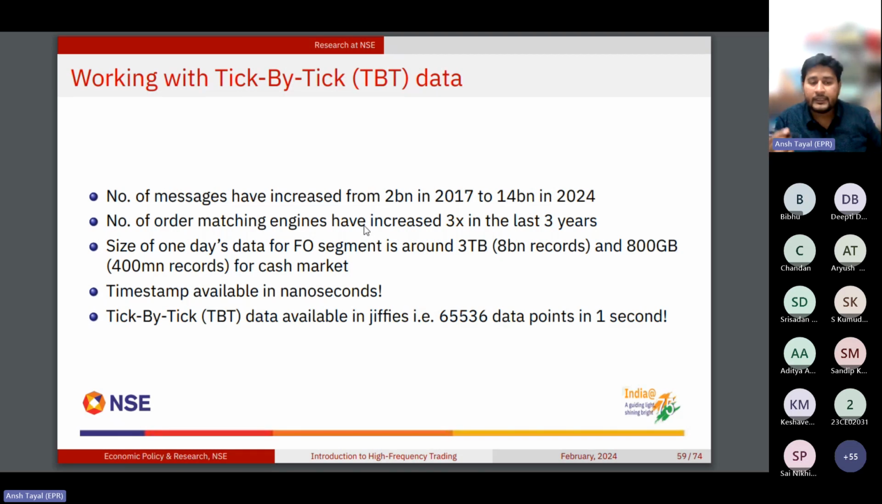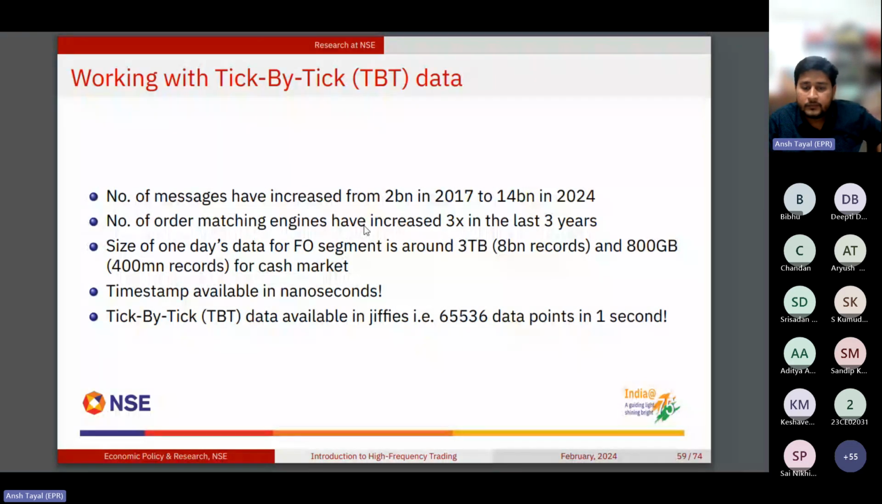So this is all the data. If you take data which has every order that has come in throughout the day, this is called tick by tick data. Every tick is captured, and it is available in jiffies. Now, what is a jiffy?